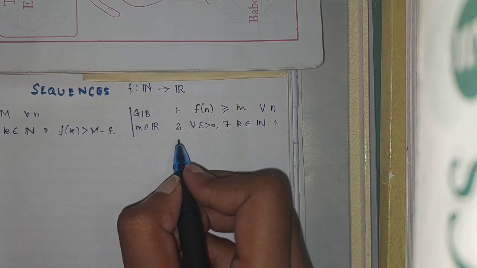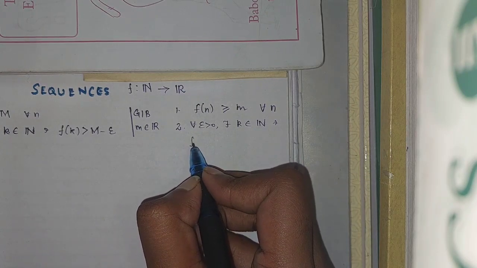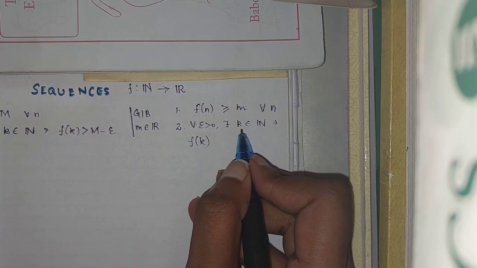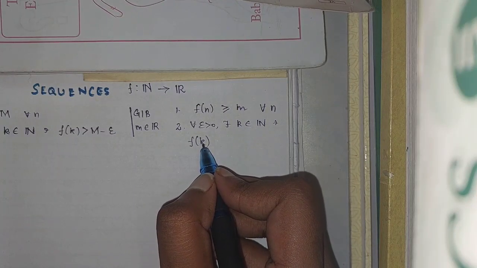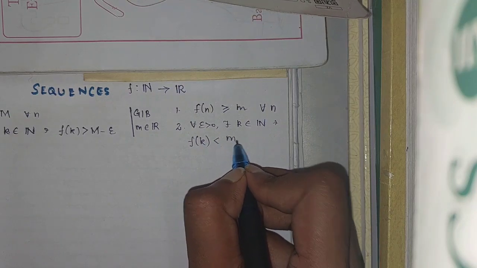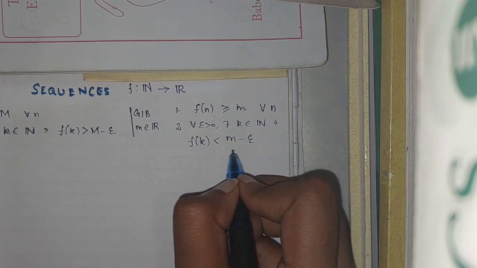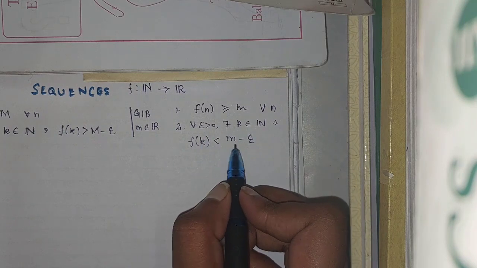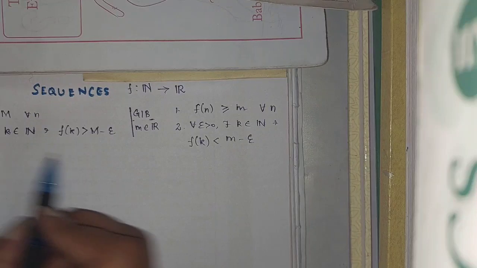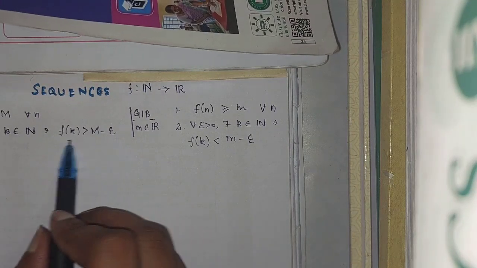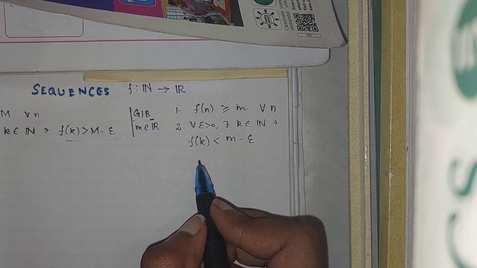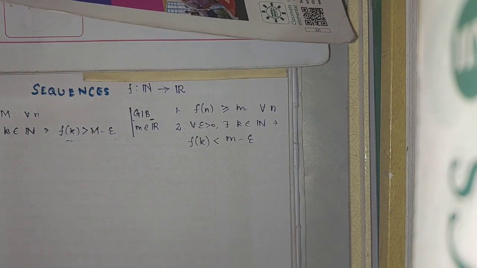So such that it will be having the same f of k. You are writing k because, say k can be 100, then f of k. So after the k, it should all be lesser than m minus epsilon. So when that is satisfied, we can say that this is the greatest lower bound, and if this is satisfying this property, then that will be the least upper bound. So this is what GLB and LUB are.